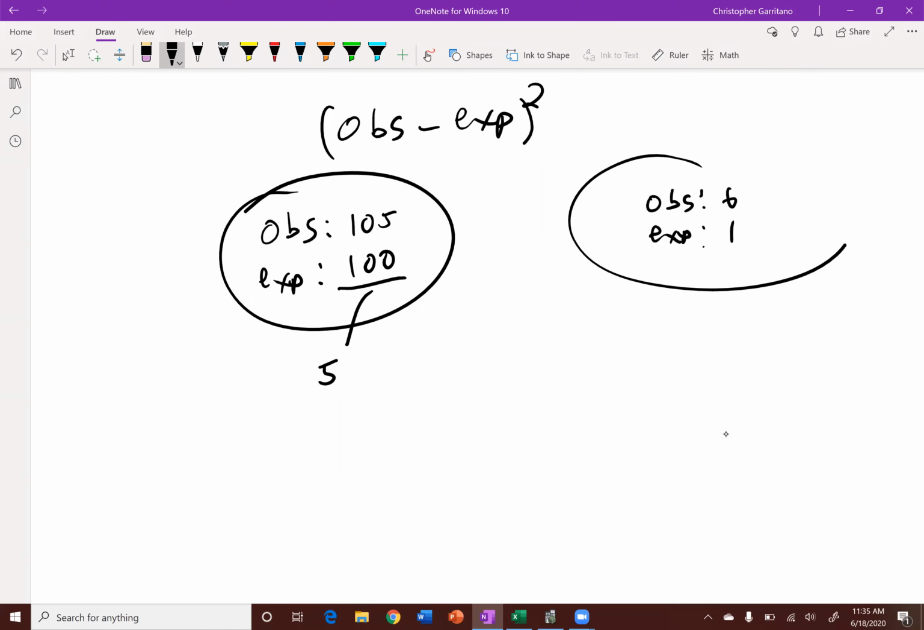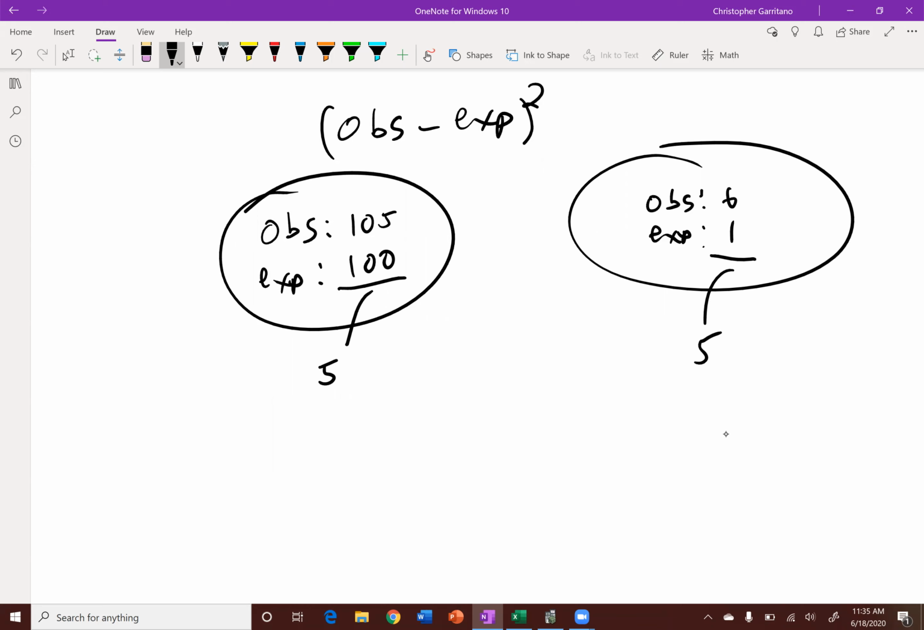In this example over here, we observed 6, but we expected 1. That's pretty far off, right? You actually observed 6 times more than what you expected. Yet, there's still a difference of 5 between these observed and expected values.